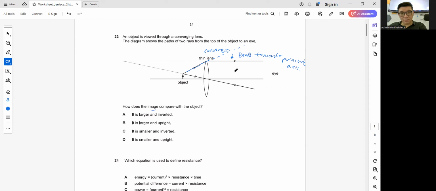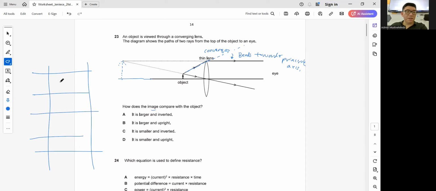All right. And then you can see that if you draw a line back, the image is formed here. So based on the types of images that can be formed, you know, with the tables, and then you have different distances from the optical center, you can deduce the type of image formed.